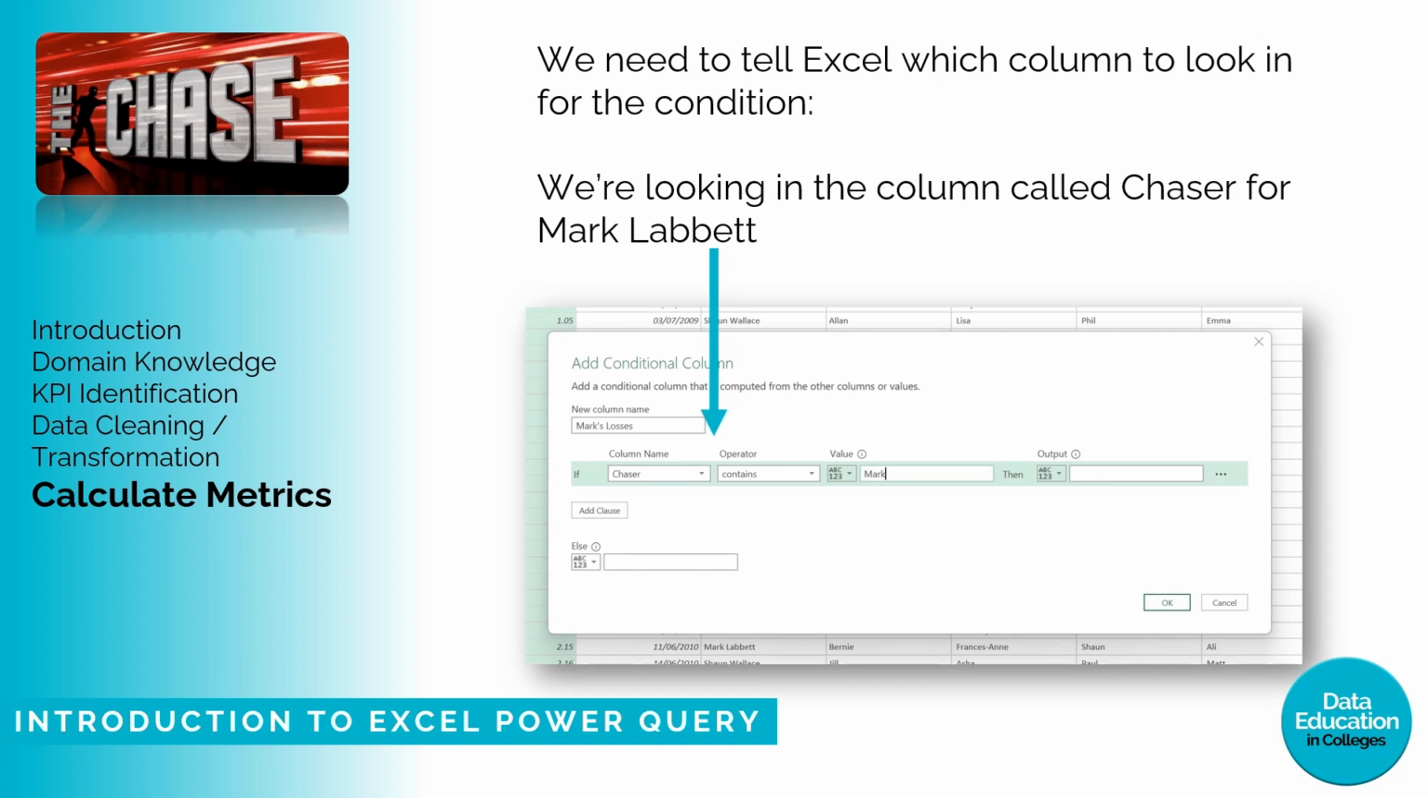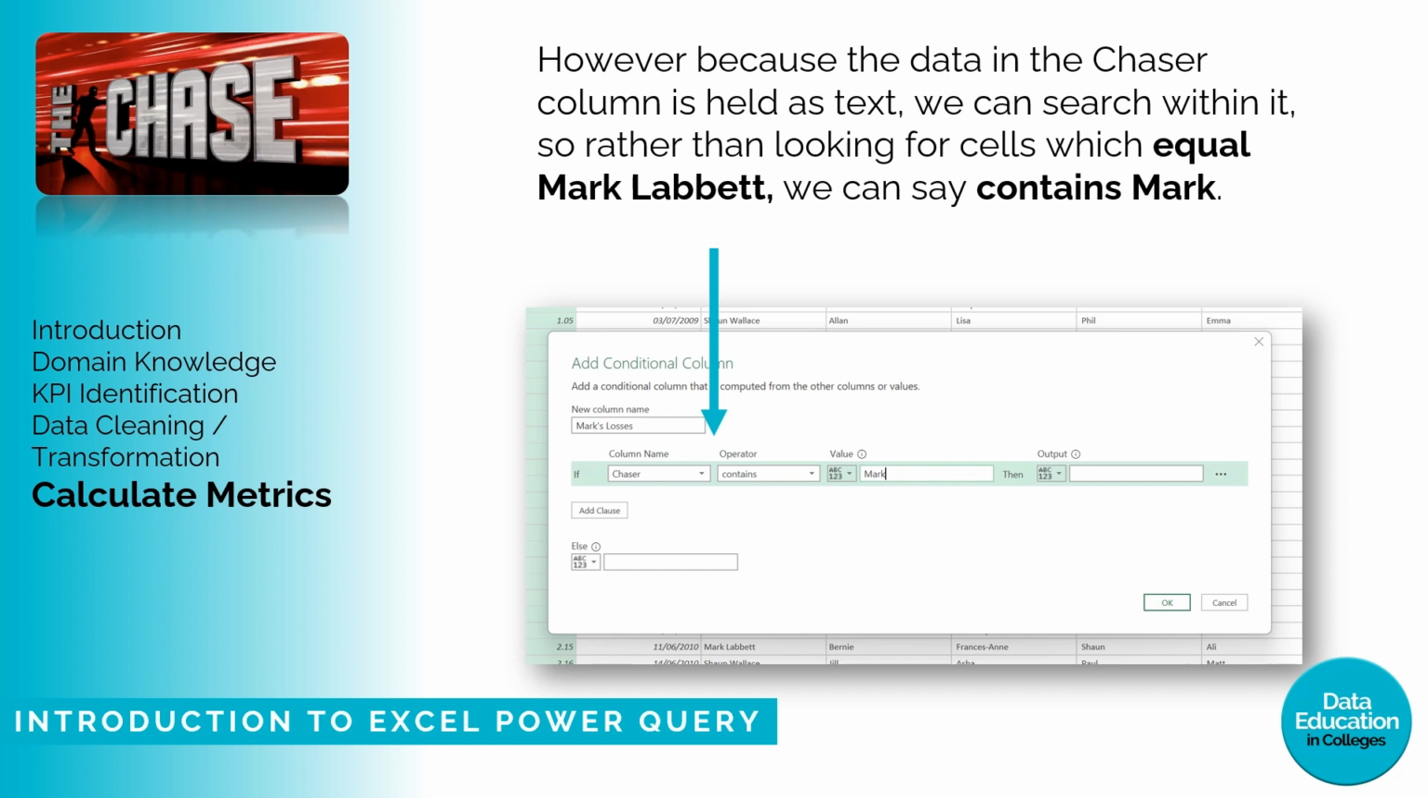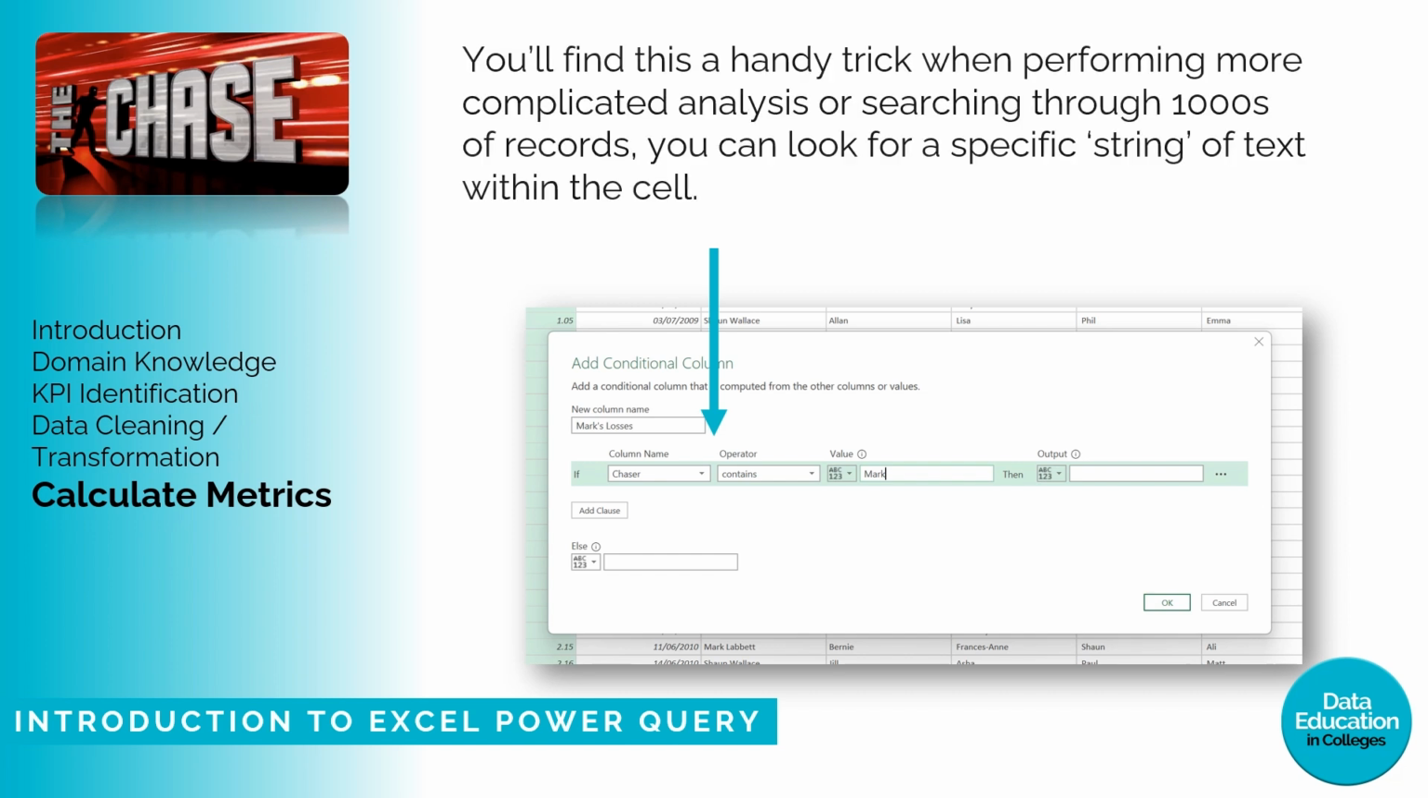We need to tell Excel which column to look in for the condition. We're looking in the column called Chaser for Mark Labette. But because that column's saved as text, we can search within it. We don't have to say equals Mark Labette. We can say contains Mark, with a capital M. If you put a lowercase m, it will say there's none there. Very handy trick this, just for searching through strings of data and so on.